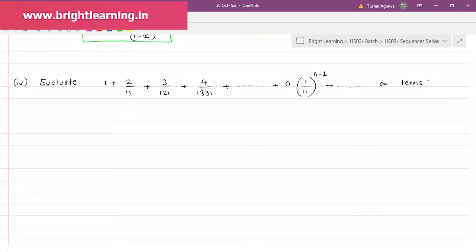That n, the middle term, is just given as a general term, how this series is generated. You put n equal to 1. So 1 times 1 upon 11 whole raised to 0. Yes, it is 1. If you put n equal to 2, 1 upon 11 whole raised to 1. So yes, 2 multiplied by 1 by 11. 3 multiplied by 1 by 11 square. 4 multiplied by 1 by 11 cube.